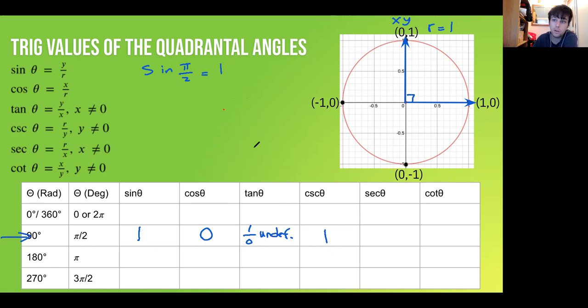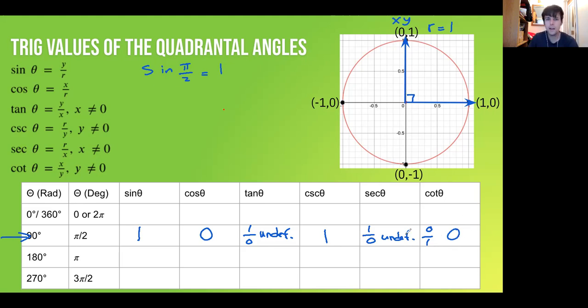Secant is r over x. So that's 1 over 0, which again, just like that, is undefined. And then the last one, cotangent, is x over y. So that's 0 over 1, which is just 0. So that's how we get there.